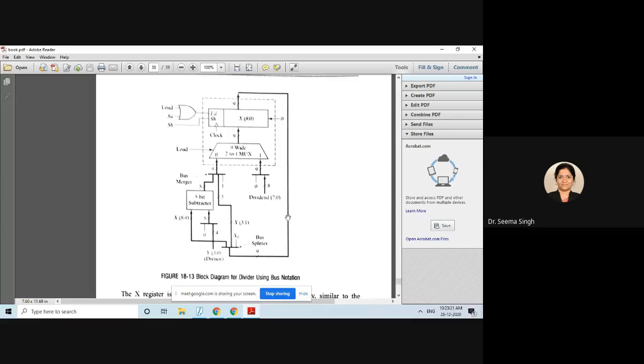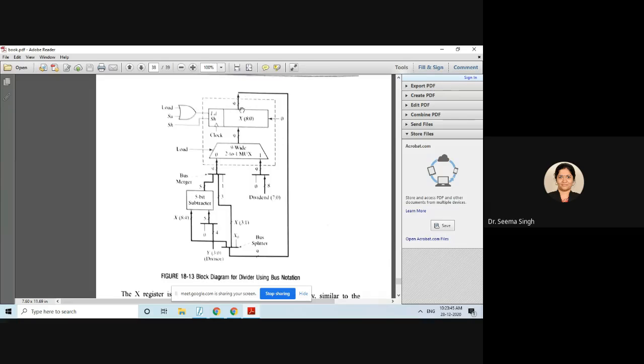Bus means a combination of wires which will have 8 wires to carry 8 bits. That is why this arrow with this 8 means it is a wire to carry 8 bits, and the 9th bit is 0, and together this is called a bus merger. 8-bit here and 9th bit here are merged together to get your 9 bits here.